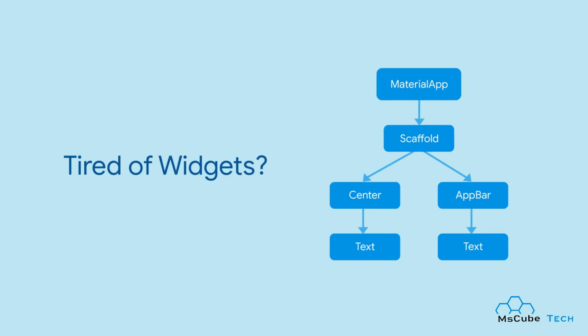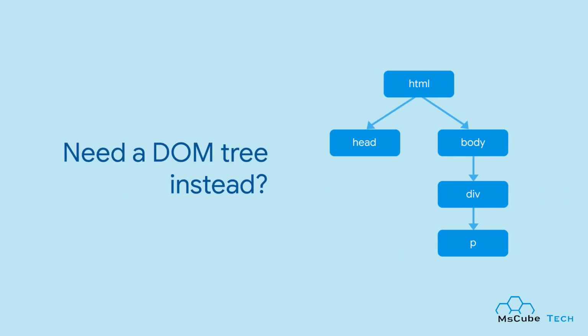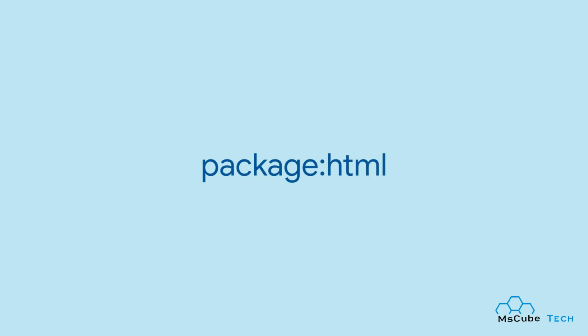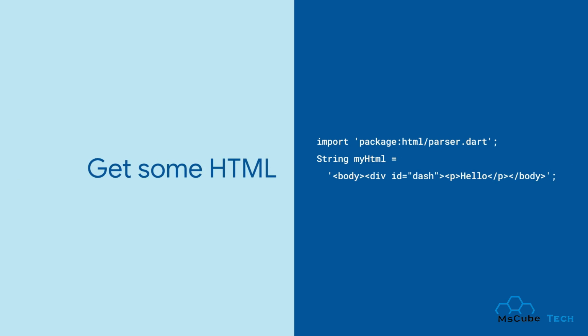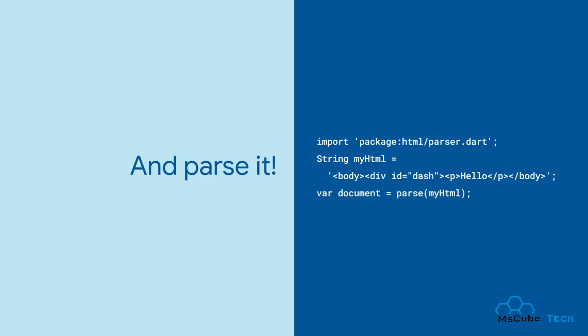Are you tired of Flutter's widget trees? Are you feeling nostalgic for an HTML DOM? Well, look no further than the HTML package. Package HTML is an HTML5 parser that gives you an object that is a model of an HTML document. Dart isn't a web browser, so we do need the HTML parser to get a DOM. Grab a hold of that HTML you've always wanted parsed and send it off to the parser.